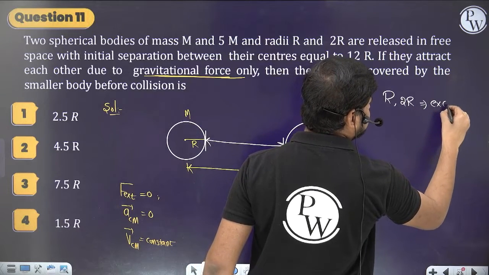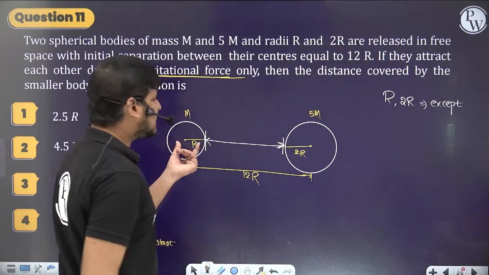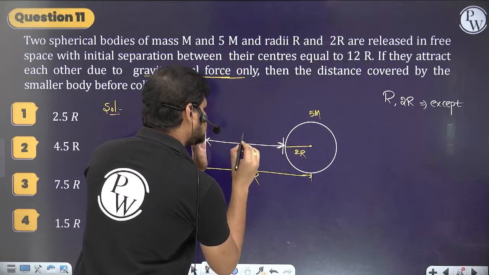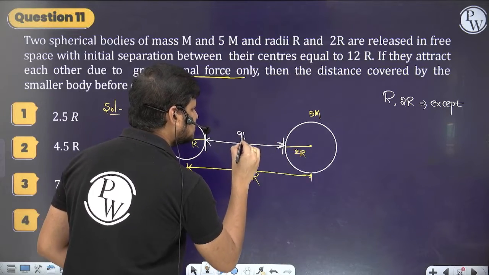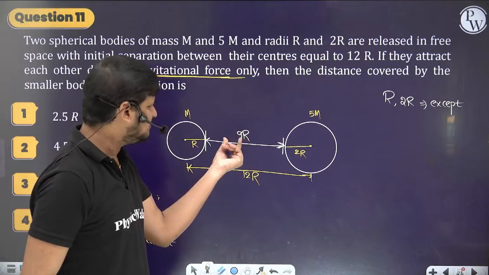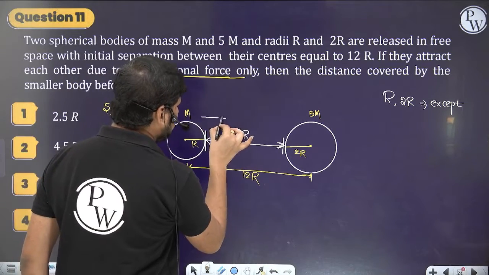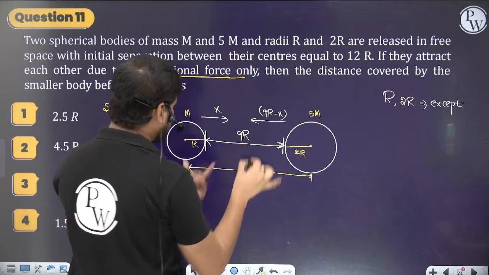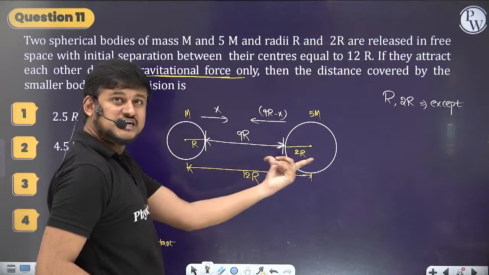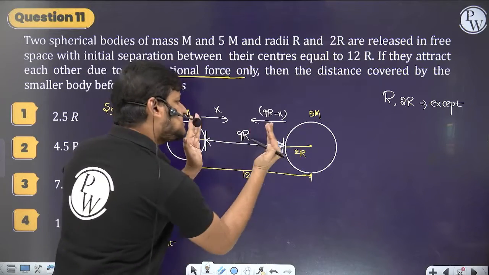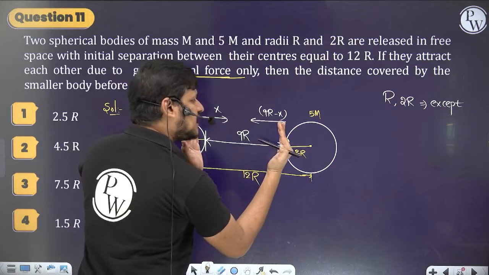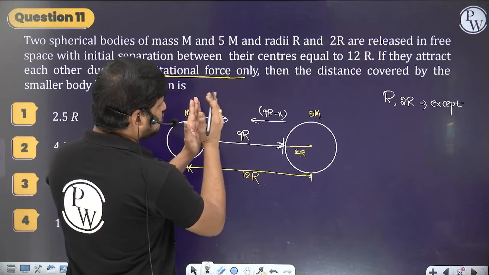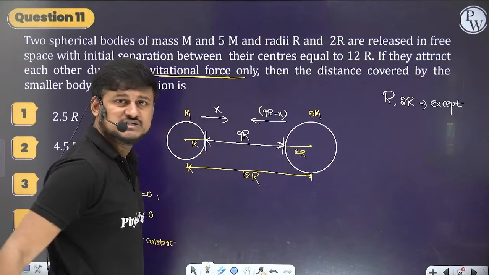So you can ignore this R and 2R, because when they collide, the actual distance between this end and this end is going to be 12R minus 2R and R, which is 9R only. The original separation between them is 9R. So let's suppose it is moved by some distance x, so this will be moved by some distance 9R minus x. Yes or no? To collide means their surfaces will collide, so you have to calculate the distance between their surfaces, which is 9R. So if this moves by x, the other has to move by 9R minus x.